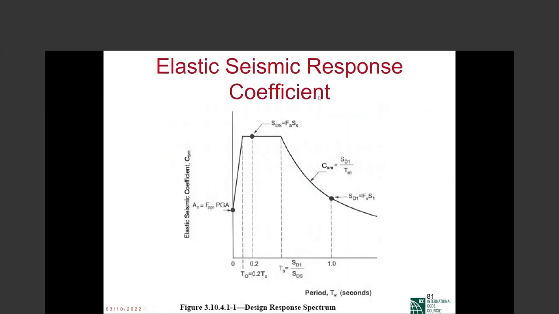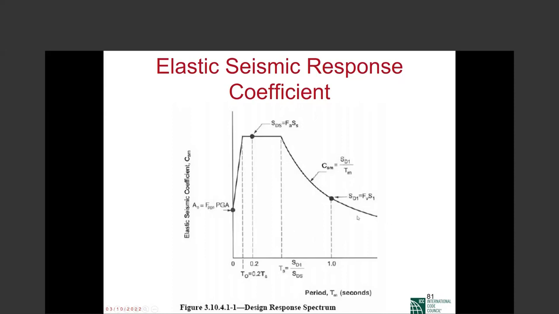So here is the coefficient spectrum for the elastic design. This is the PGA multiplied by the F sub PGA. This is the F sub A times the S sub S. This is at T sub 0, which is equal to 0.2 times T sub S, where T sub S will be equal to S sub D1 divided by S sub DS. This is the descending branch. We divide by T to the power of 1. So this is a decay motion.